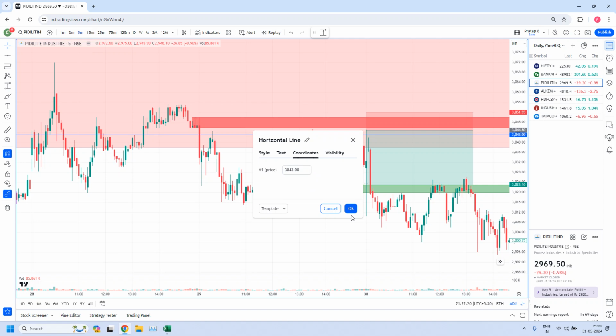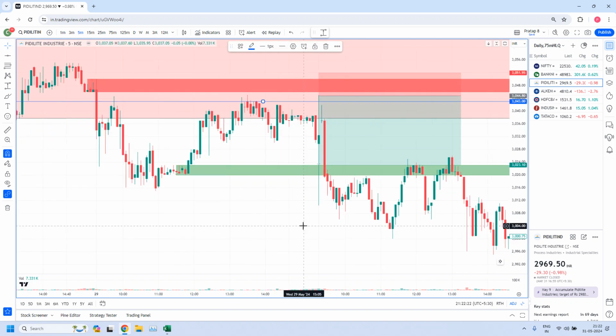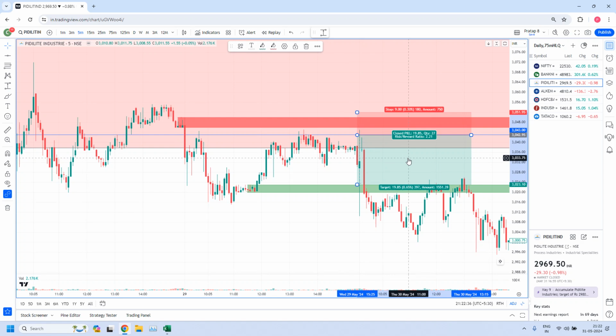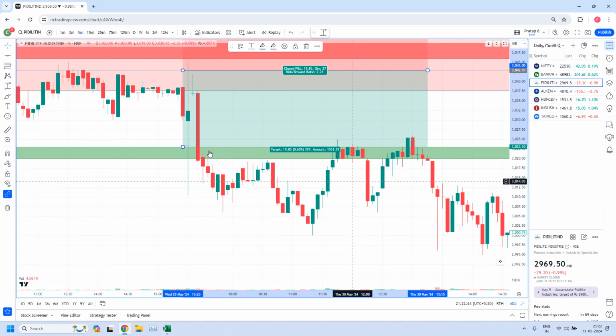Okay, 3043. Now this is the blue color line. And using this tool, you adjusted up to this 3043 line. What is the RR you got? 2.21% RR you got. That's why you rejected the trade. I am telling you, don't make this mistake.